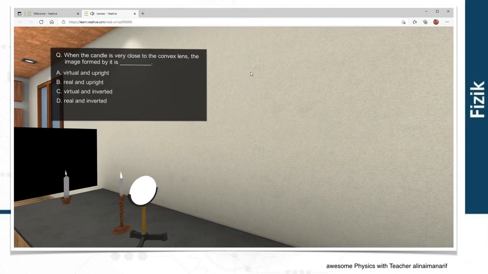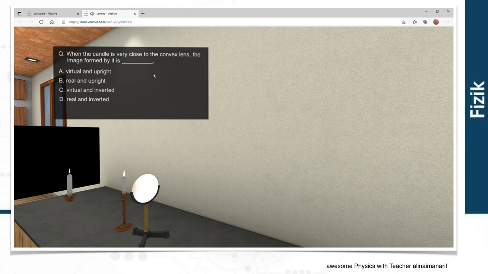Okay, we try a simple question here. When the candle is very close to the convex lens, very close to the convex lens means the position is here. The image formed is virtual and upright. So when the image is virtual, the orientation is upright. When the image is real, the orientation is inverted.